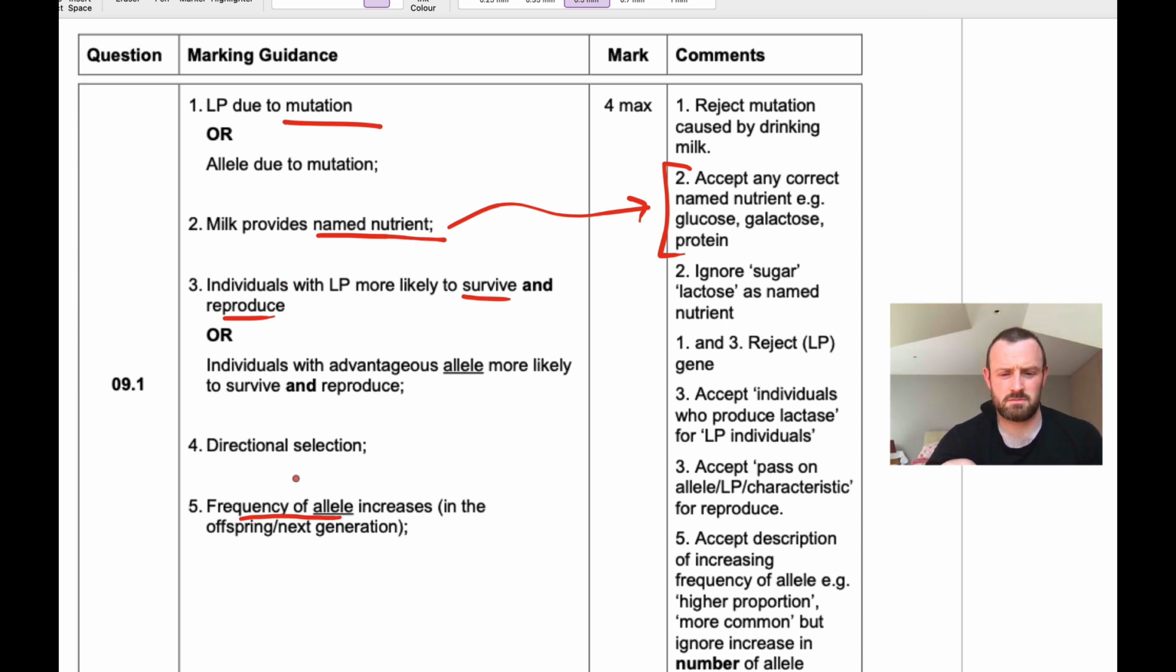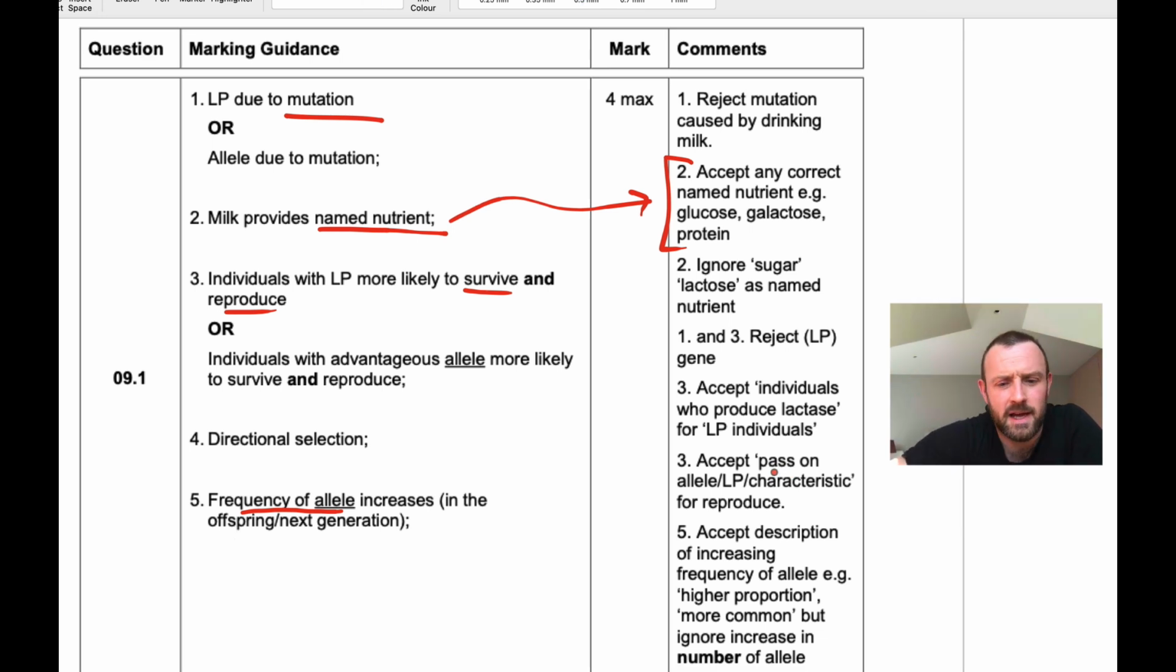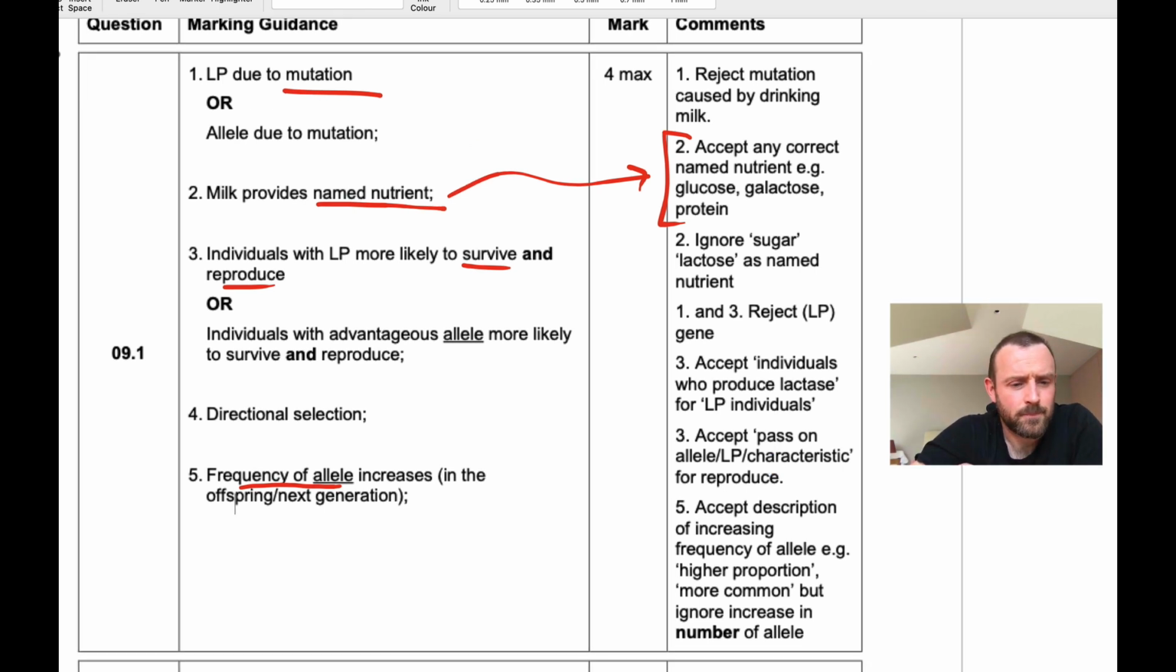For number 3, pass on the allele is acceptable for reproduce. I was worried that I would have had to say reproduce, but pass on the allele. Just as a thing that I'm going to remember when I answer more, I would probably phrase it something like, they're more likely to survive, reproduce, and pass on their alleles. I'm really going to make sure that I always say exactly what they want, because it is different examples, so quite picky with what they want you to say.